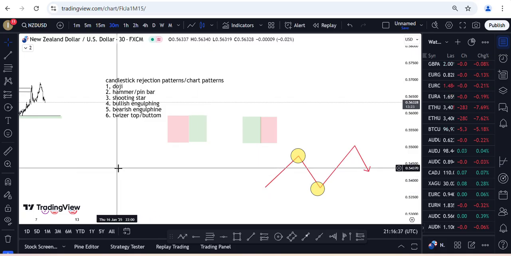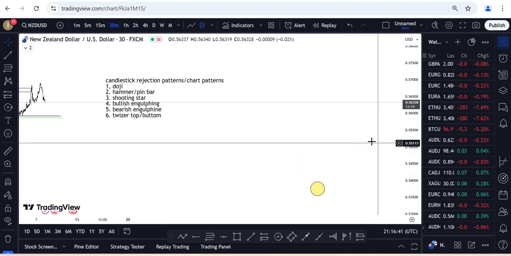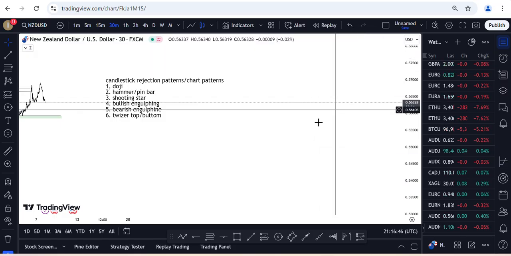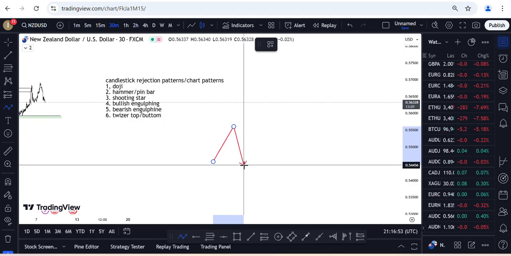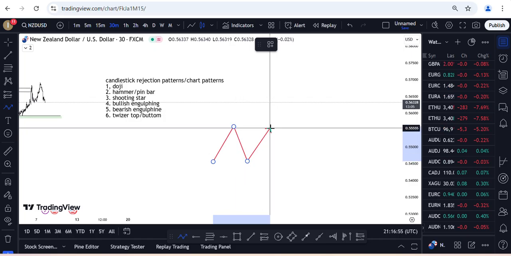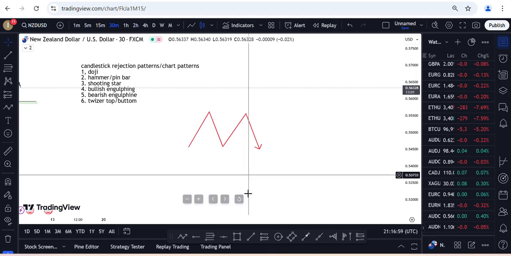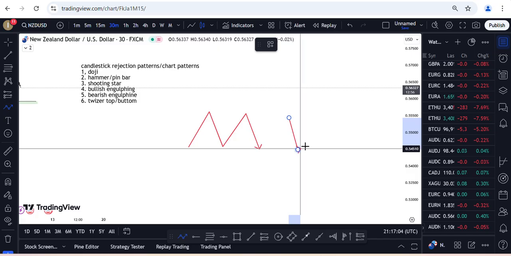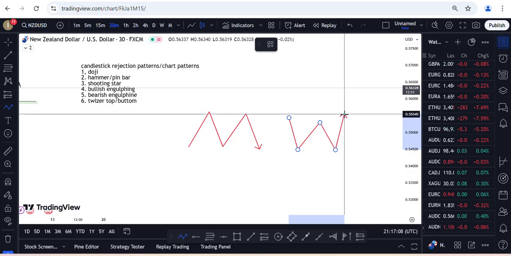So the next thing I'm going to touch is chart pattern. Chart pattern I want us to focus on is just basically let's say two. One is double top or M pattern, and then the next one is double bottom or W pattern.